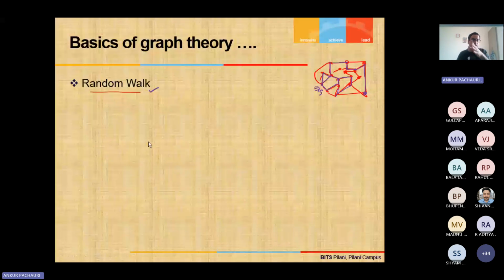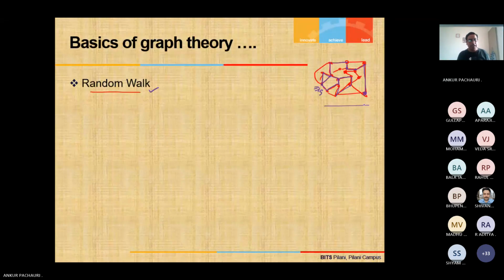So random walk is the first method to generate an initial sequence for anything. And in the graph, it will be a path. It will be a sequence of nodes traversing through some edges. So that we call it a random walk.